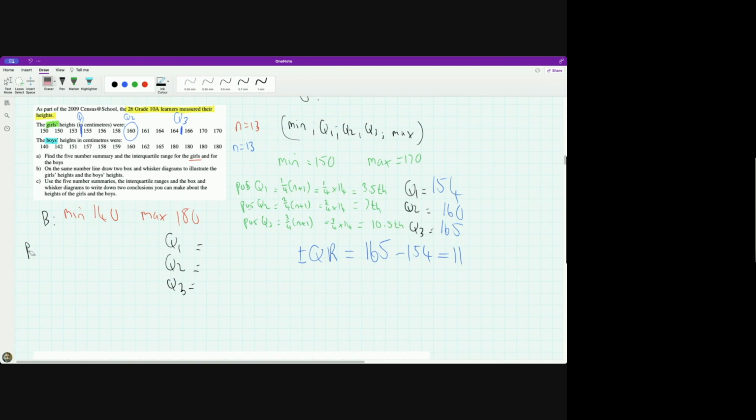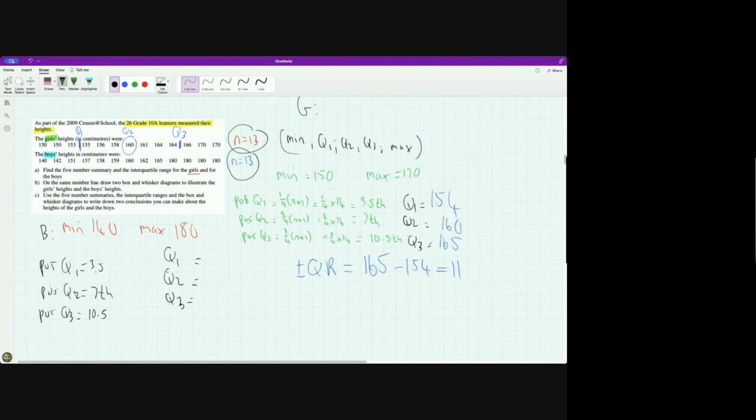Oh, but you know what? We can use, because they're the same, its position will be exactly the same. So the position of Q1 will be 3.5. The position of Q2 will be the 7th position, because there's exactly the same number of items in the set of boys and the set of girls. It's both 13. So the good news is the positions will be the same. What are the values of Q1, Q2, and Q3 going to be for boys? I'll give you a bit of time.